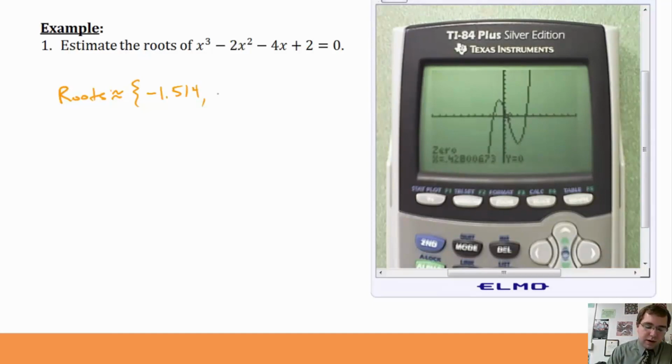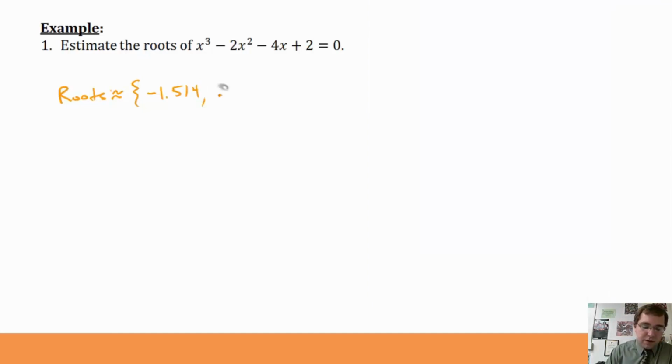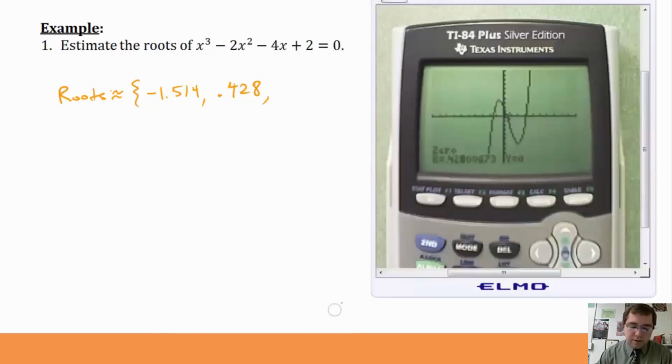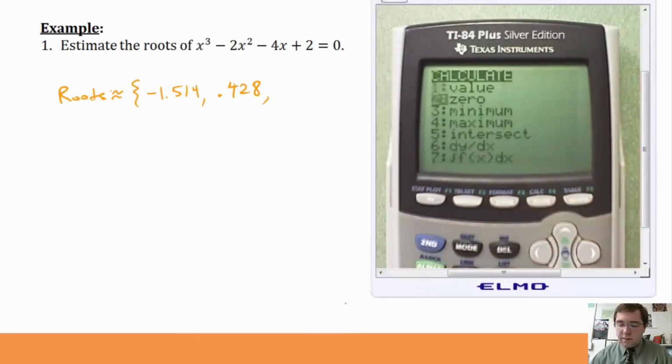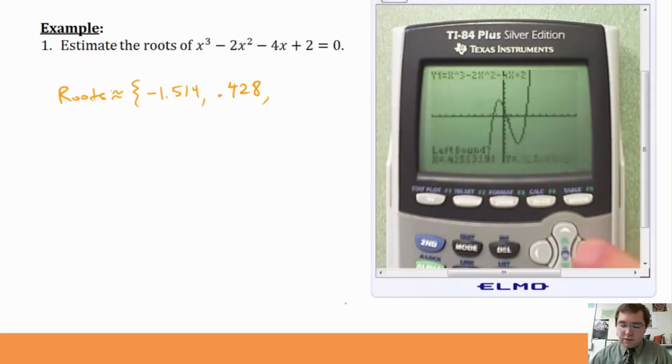So let me write that one down. 0.428, comma. Let me go back and find the third one. Second, calculate. Number 2, left bound. That looks good. Enter. Right bound. That looks good. Enter. Guess. Enter. And it tells me 3.086.